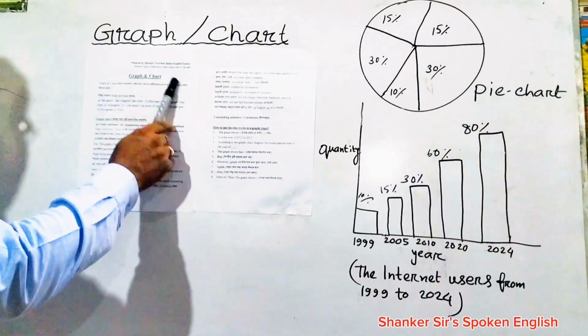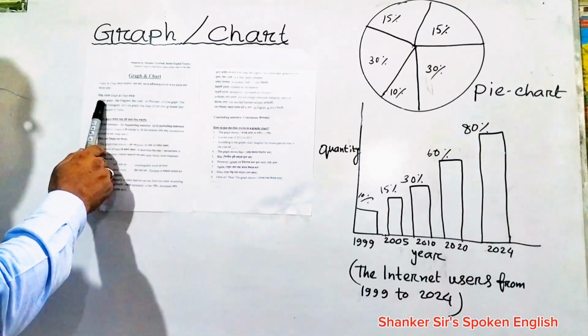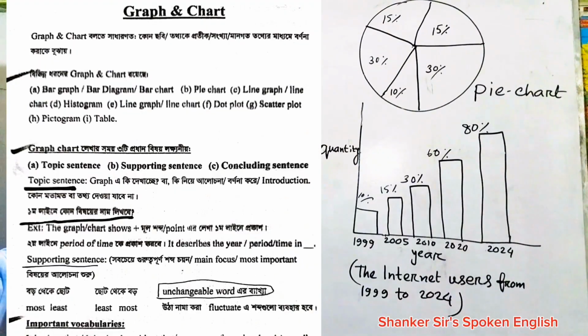How many graphs and charts are there in English? Some are bar graph, bar diagram, bar chart. Number two, pie chart, line graph, line chart, histogram, dot plot, scatter plot, pictogram, table. There are many types of graphs and charts. Now let's go for a discussion of the main topic of graphs and charts today.